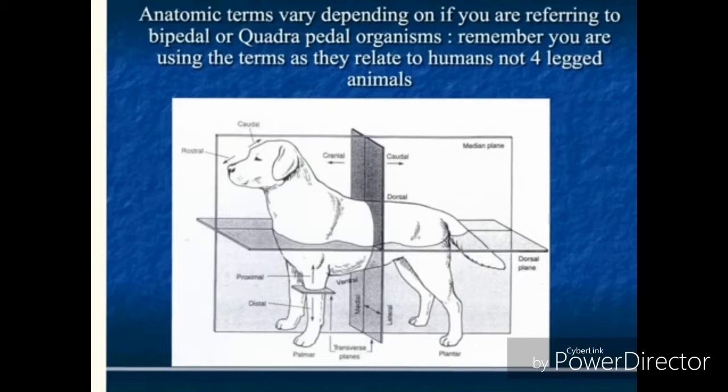Most notably, you will notice that the anterior and the posterior of a dog will be different than the anterior and posterior on a human. On a human, the anterior would be the same as ventral, the posterior would be the same as dorsal. However, on a dog or on a quadruped, anterior will be towards the head, posterior will be towards the tail.